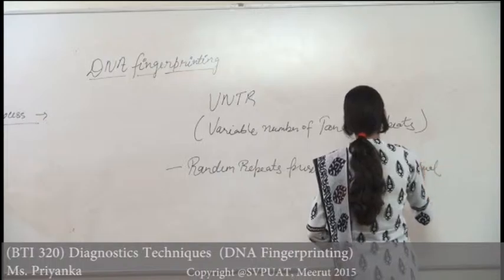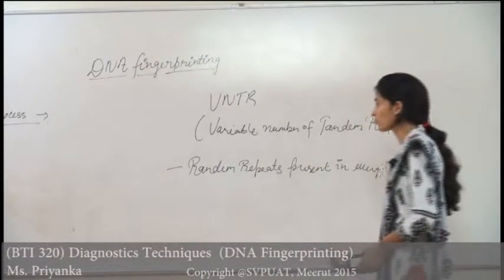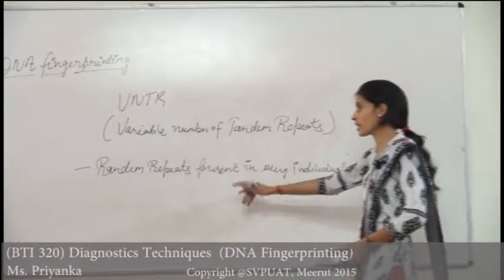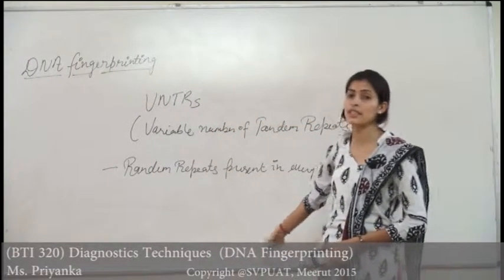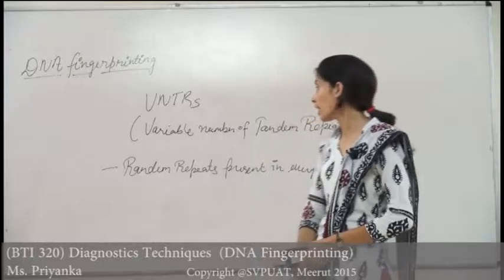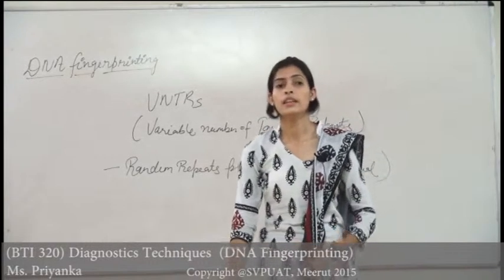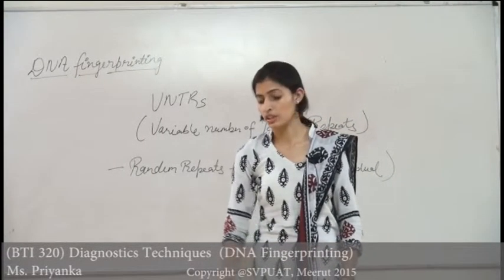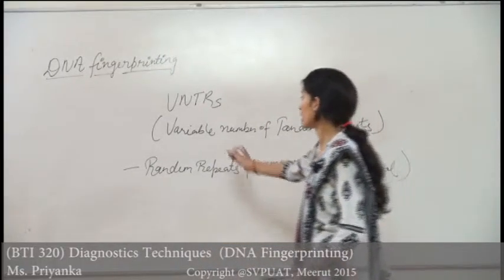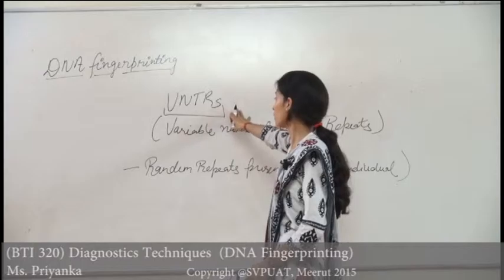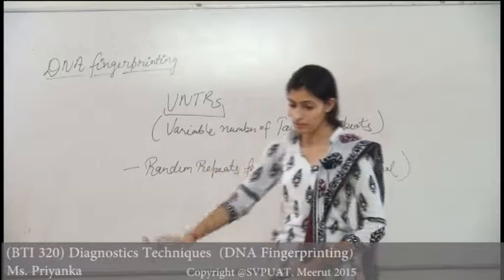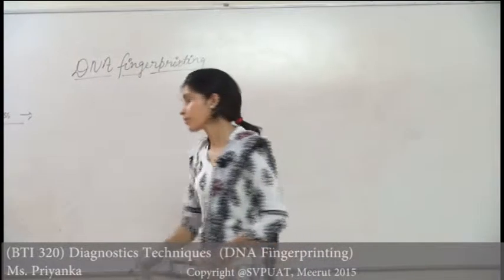What is the property of these repeats? The property of these VNTRs is that they are identically similar in the same person but are different in persons that are not identical to each other. This is the basis of DNA fingerprinting. DNA fingerprinting exploits the VNTR phenomenon. Now, what is the process of DNA fingerprinting?